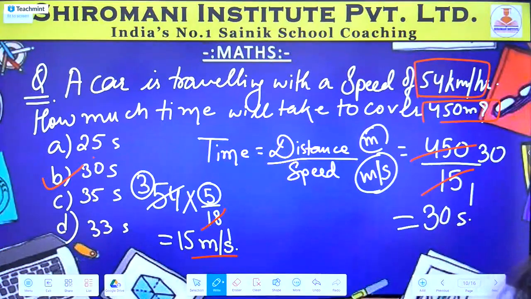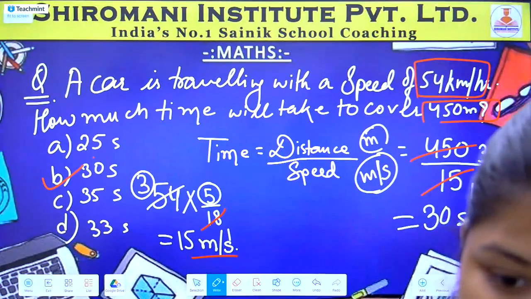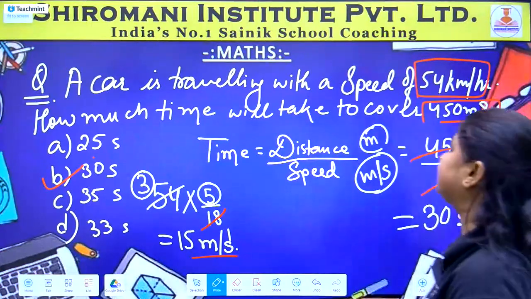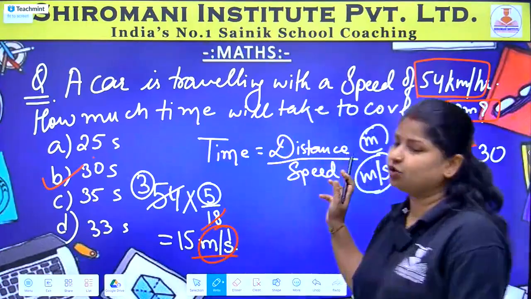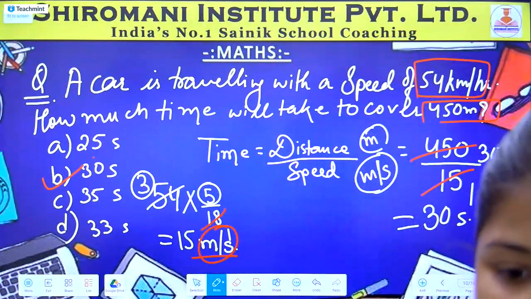Why did we have to convert the kilometer per hour into meter per second? We have to make the units the same, because if the units are different, your answer would come wrong. So you have to make the units the same.